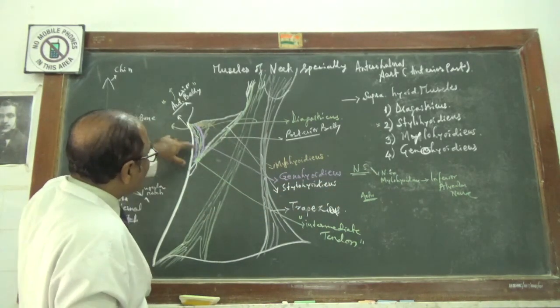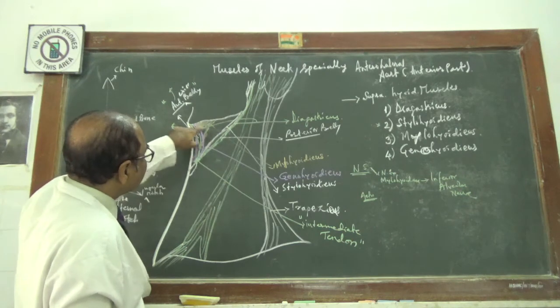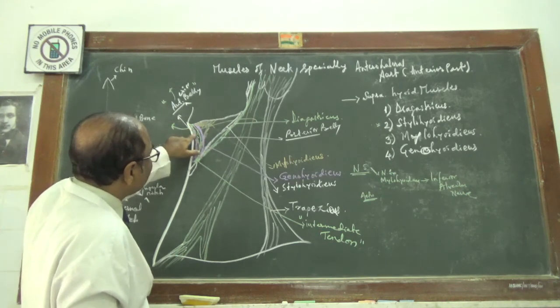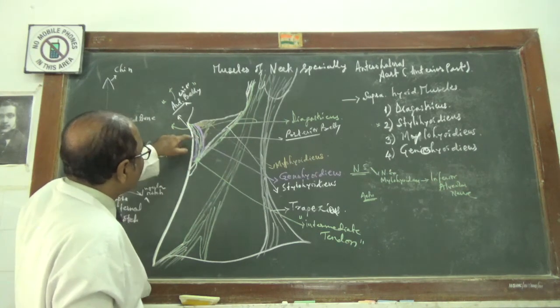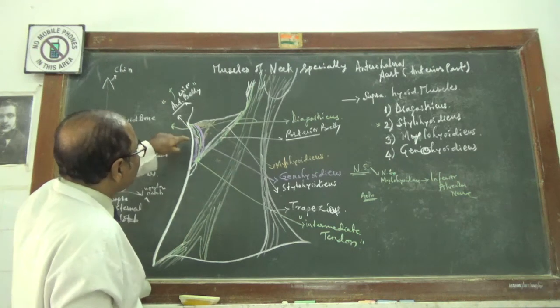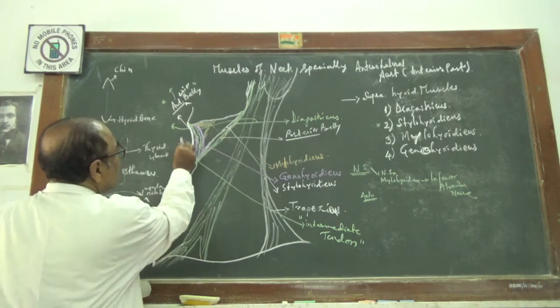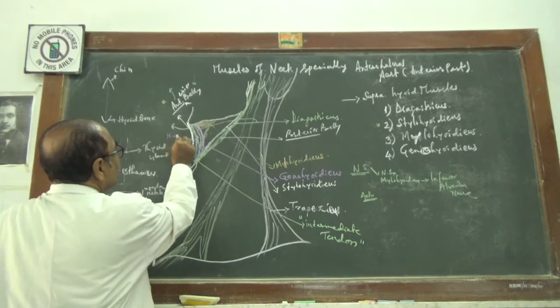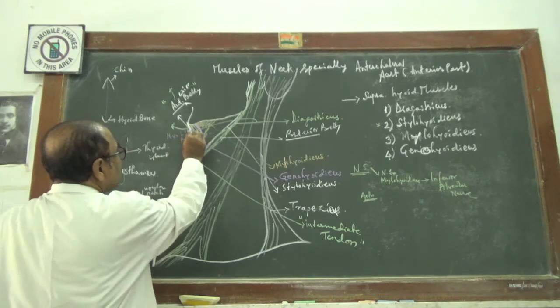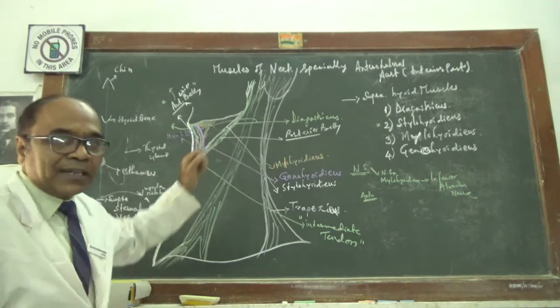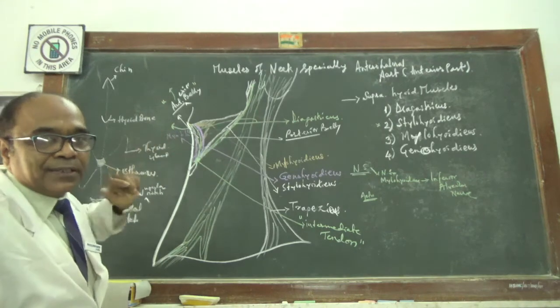But when you talk about the anterior belly of the digastric, it forms the lower front limit for the digastric triangle and the lateral limit for the mylohyoid triangle. That you have to tell for the anterior belly.